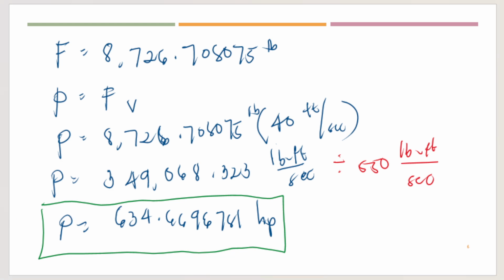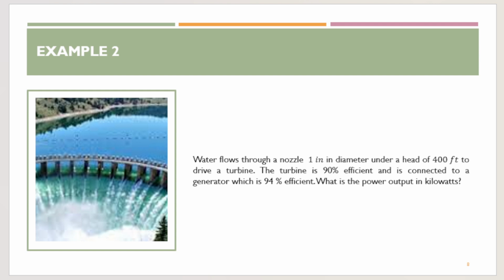Now, let's solve for the second problem. It states here that water flows through a nozzle 1 inch in diameter under a head of 4,000 feet to drive a turbine. The turbine is 90% efficient and is connected to a generator which is 94% efficient. What is the power output in kilowatts?